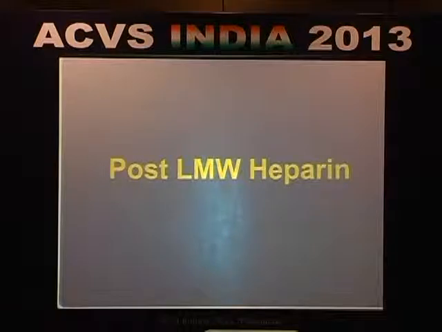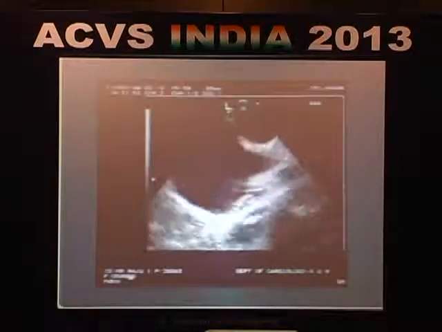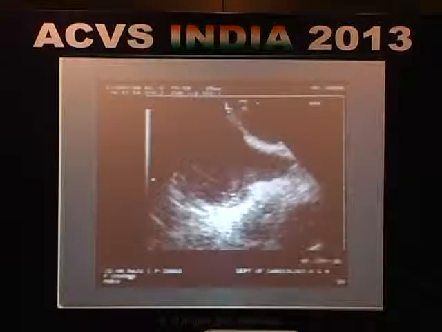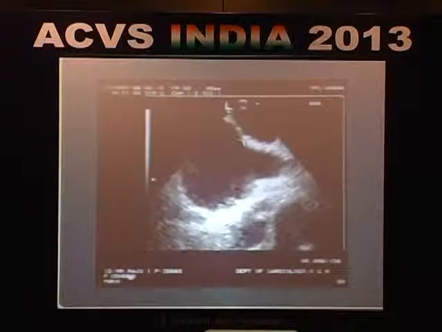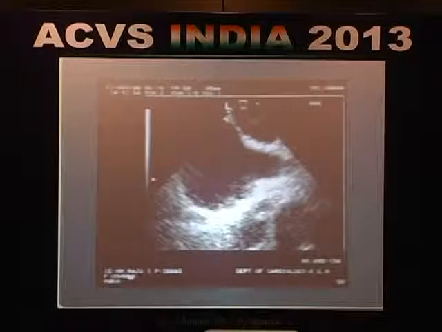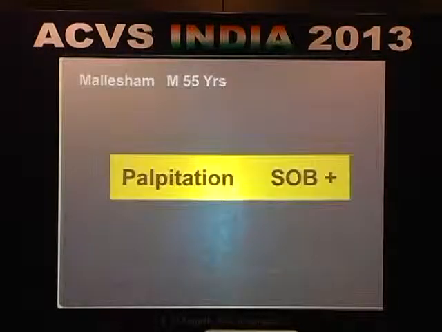And we treated him with heparin. And this is after treatment. You can see now that there is no evidence of any mass across the intra-atrial septum, right atrium, left atrium. There is no mass there now. We lost him for follow-up. We don't know what has happened after discharge, but he was okay at the time of discharge.